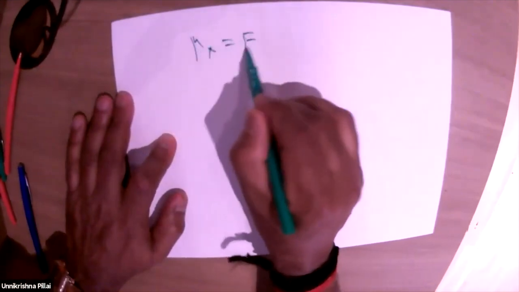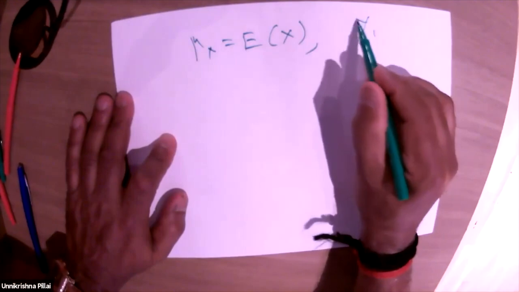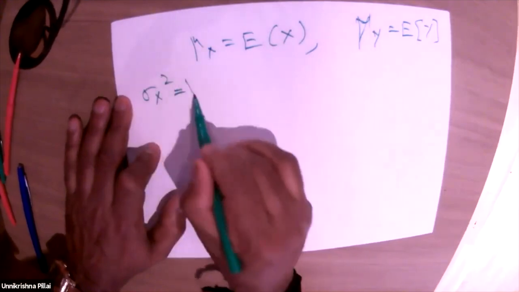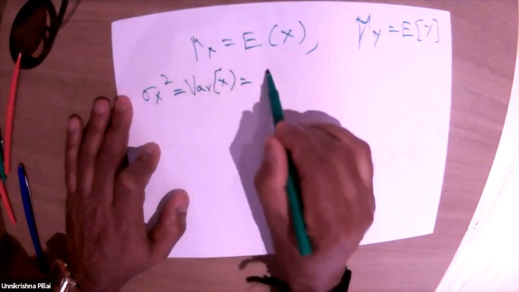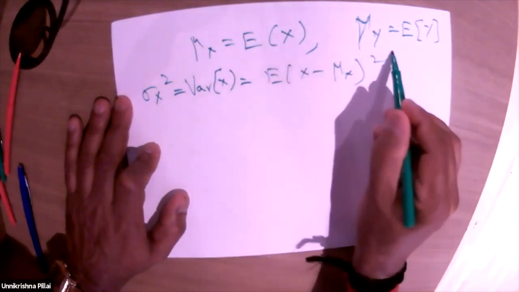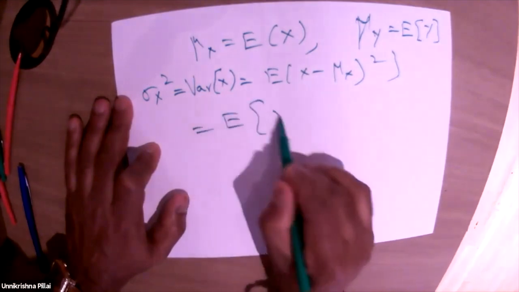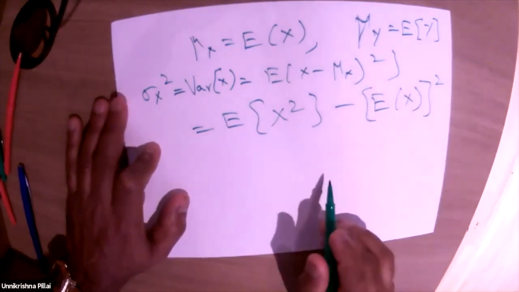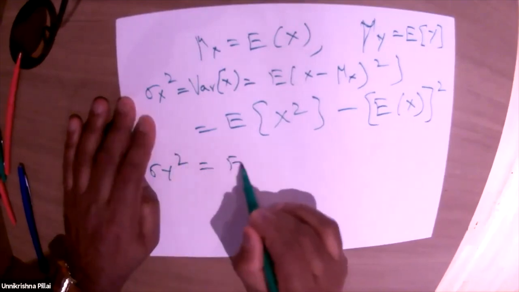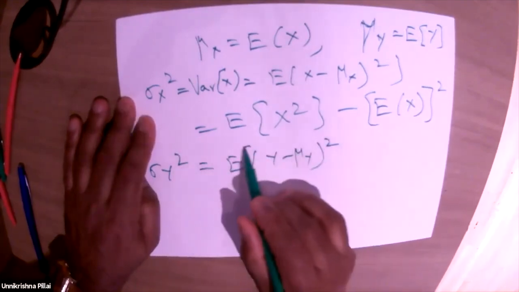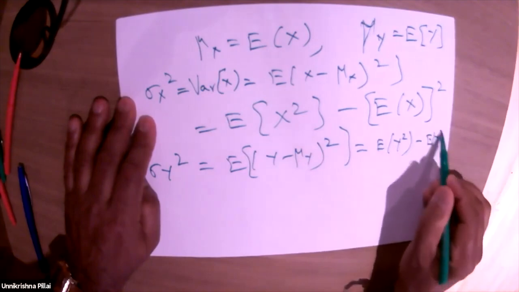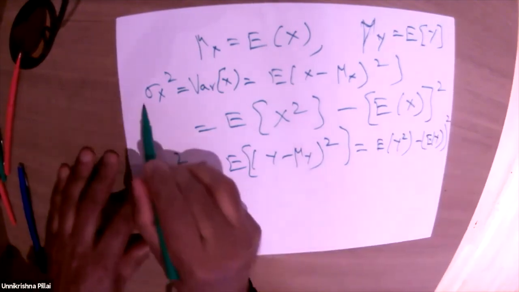So remember, for one random variable, you had the mean, which is the expected value of x. And for y, you had also the mean, the expected value of y. Then you had the variance of x, which is the expected value of (x minus mu_x) squared, which is the expected value of x squared minus the square of the expected value of x. And similarly, the variance of y was the expected value of (y minus mu_y) squared, which was the expected value of y squared minus the square of the expected value of y. So these are called variances, right?